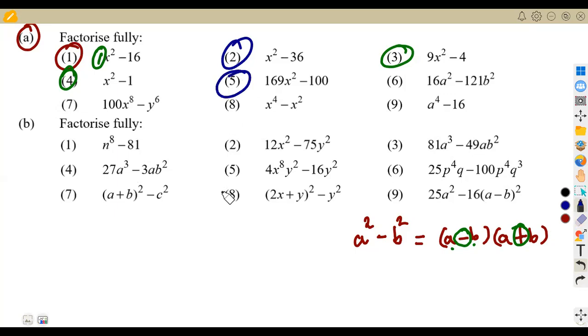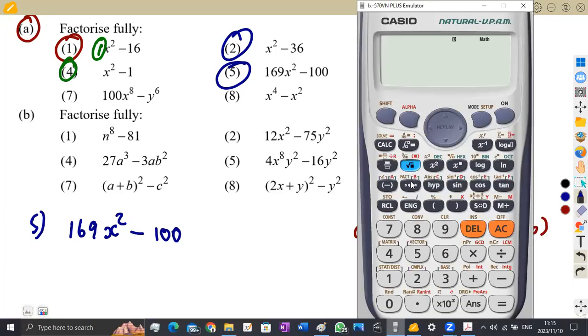All right, so on question number 5, we've got the same thing: 169x squared minus 100. Considering this question, we are going to see that 169 is a perfect square, x squared again is a square, then 100 is a square because we have these square roots. You can even test on your calculator. If you're not sure about your numbers, you can take the square root of 169, which gives us 13. The square root of 100 gives us 10. So that means these are perfect squares.